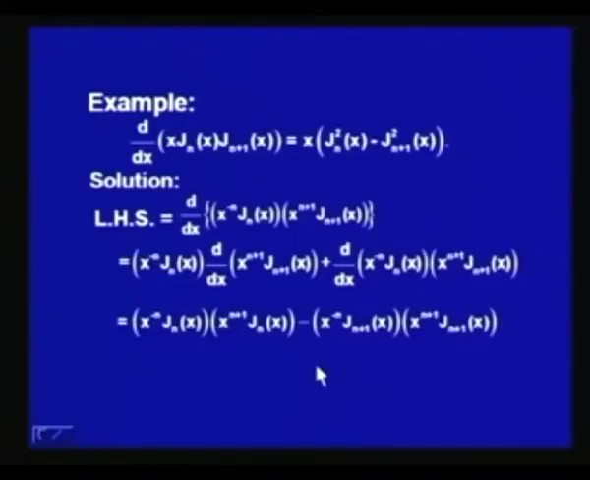Now, let us simplify this. It will give us x [J_n²(x) - J_{n+1}²(x)], that is the right hand side of the given problem.